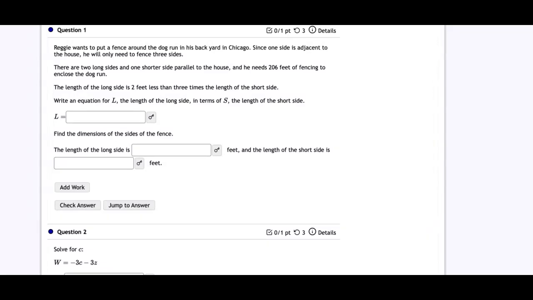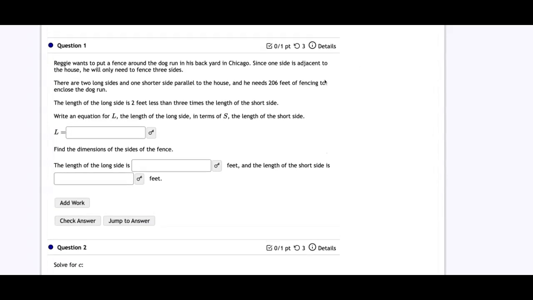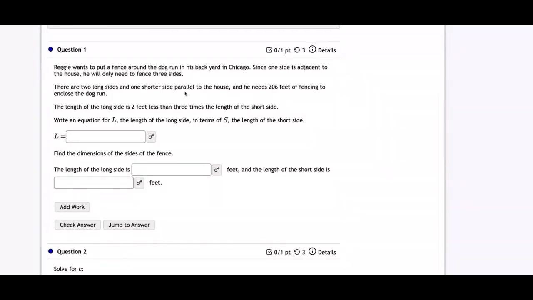Let me see who asked this question. Kiana. Okay, Kiana, I'm going to ask you questions. So what do you think this dog run looks like? What kind of shape? You can type in the chat if you don't want to speak.